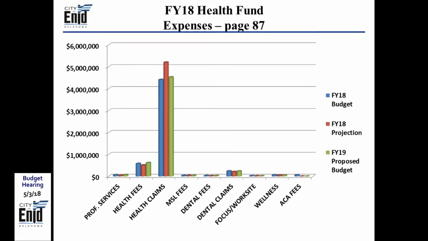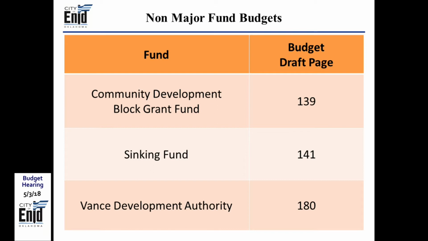All right. Anything else on health before we move on? All right. These next three funds that we're going to talk about are pretty simple funds, so we're just going to go over them each individually. Community Development Block Grant, CDBG. I know you guys are very familiar with that fund. It starts on page 139.